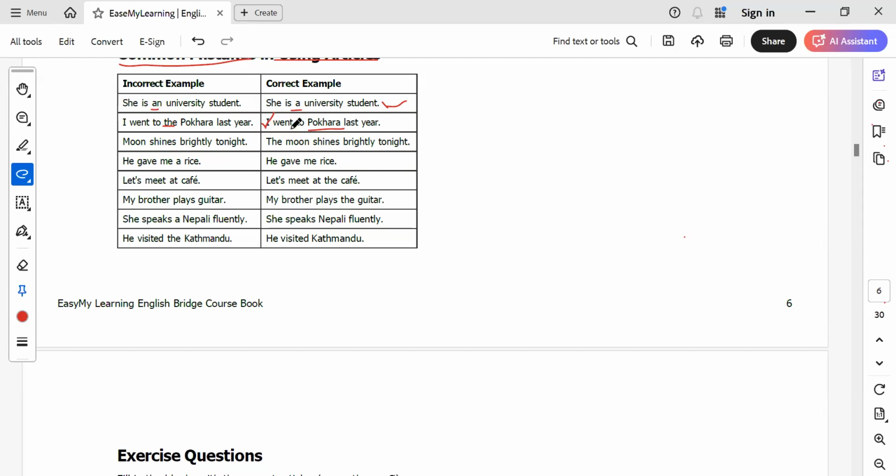The moon shines brightly tonight. Moon is not a named object. It's a general object. Okay. So that's why I say the moon.